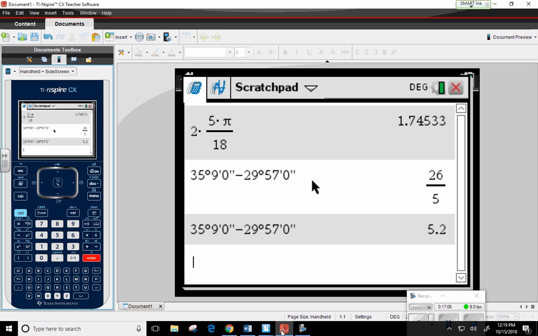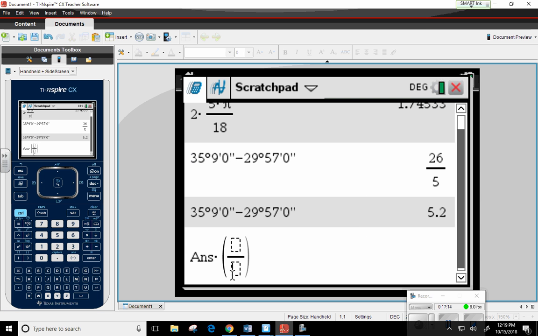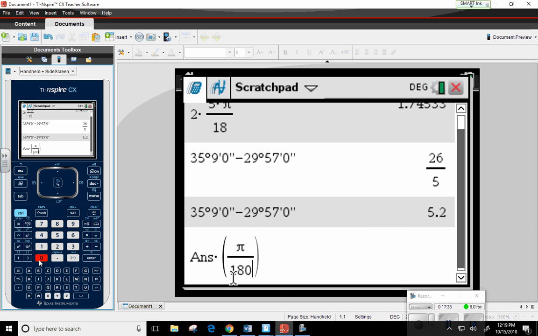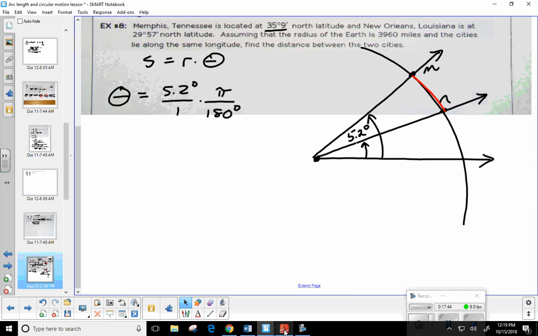Okay. So I'm going to take what's in my calculator, the 5.2. I'm going to multiply it by pi over 180. Oh, thank you. Yeah, I didn't hit the pi. Thank you. Okay. So let's see if I can hit that pi again. There we go. Pi over 180. So I'm getting 5.2 degrees to be about 0.091 radians. Okay. 0.091 radians. So I'm going to come back over here.